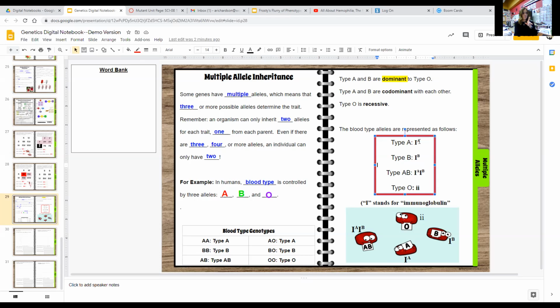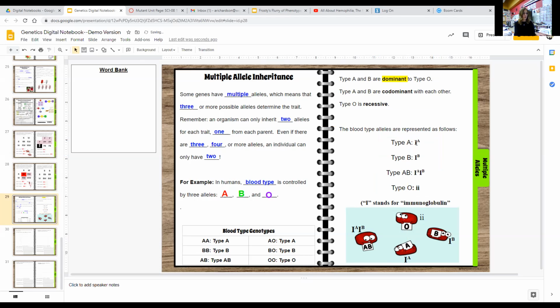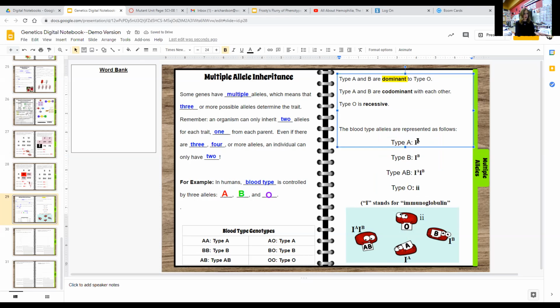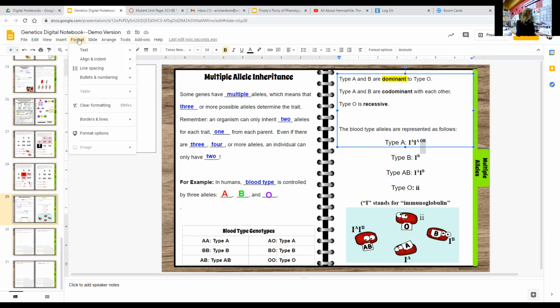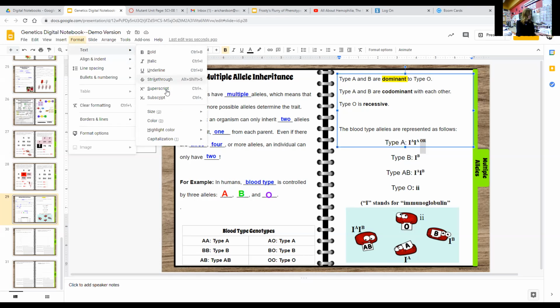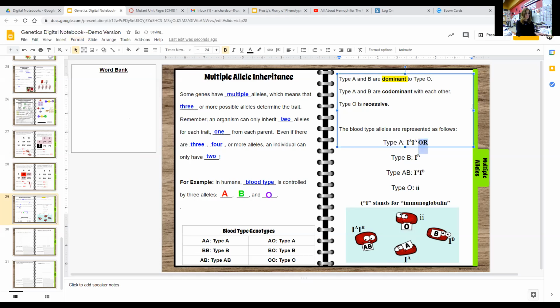So technically type A, why can I not change this? That's why. So type A could technically be IA, IA like that, or how do I do that? Or it can be IA little i.